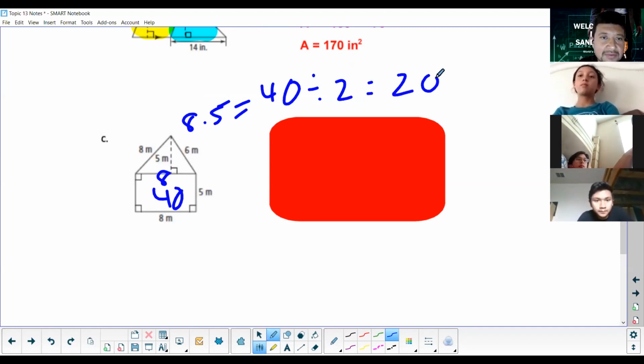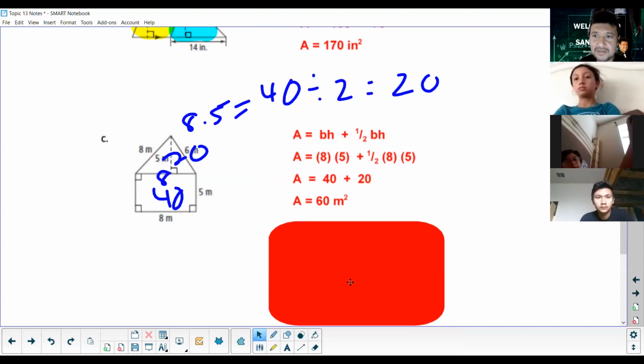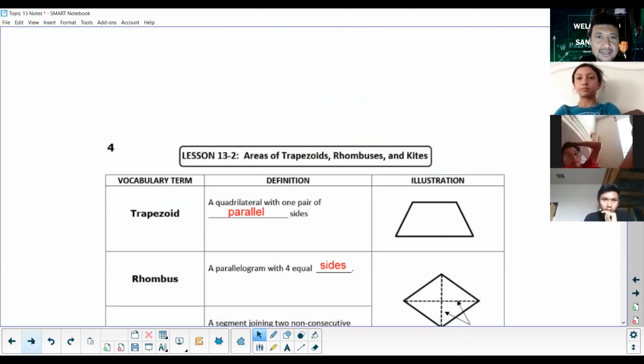Now, how did you know that was 8, the base of it? Well, because the base of the triangle and the base of the rectangle were the same. Yeah, and then we have the benefit that those shapes have equal sides across from them. All right, so let's see. Yes, yes, and yes. So as a result, we get 60 meters squared. All right. Excellent.